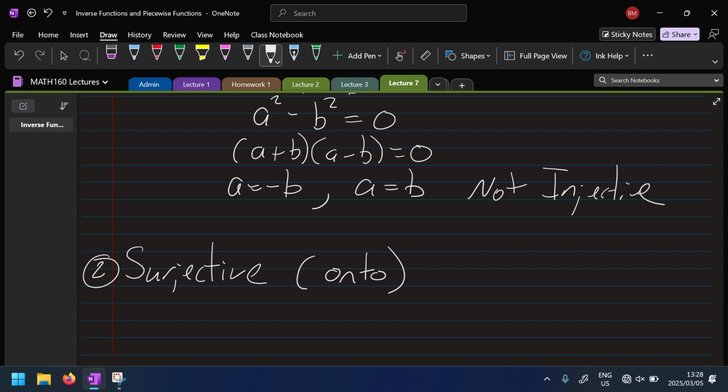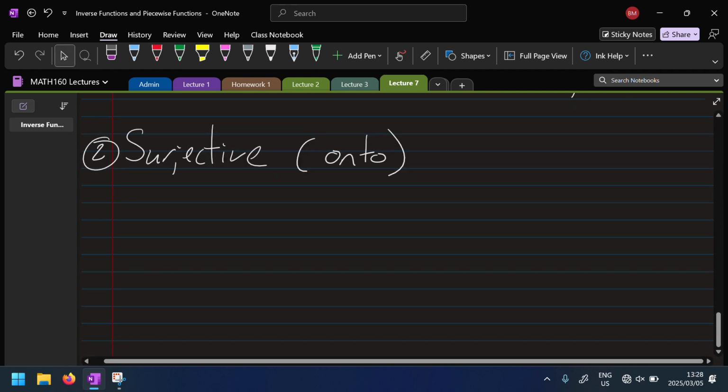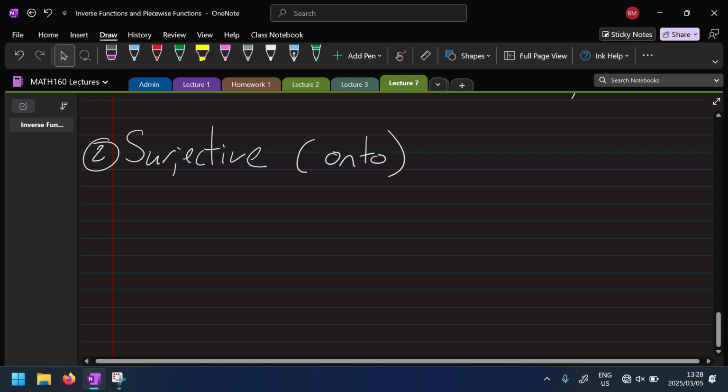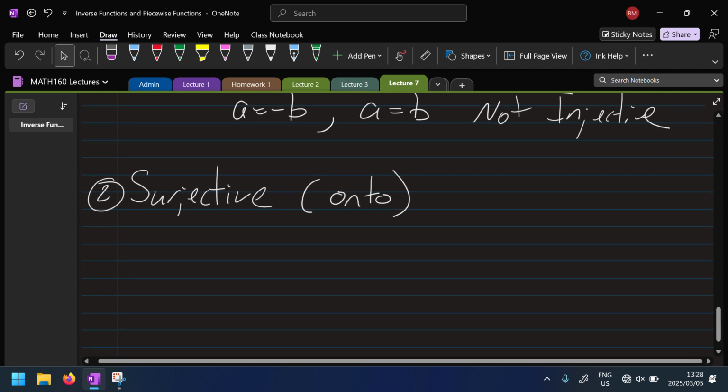Okay, so it can be injective. The other name is 1-to-1. Or it can be surjective. The other name is onto. And we'll see why it's called onto. Okay, but first some examples and non-examples.